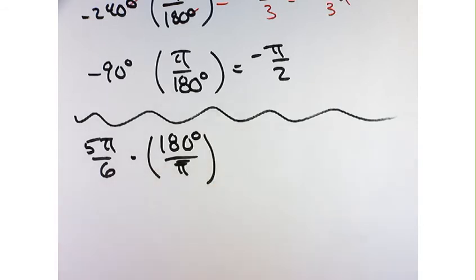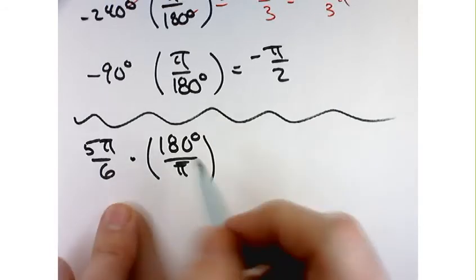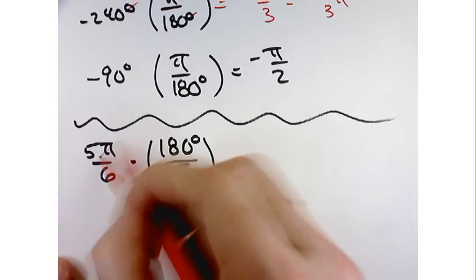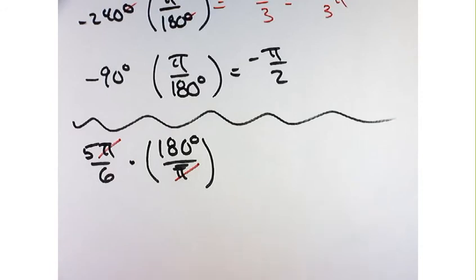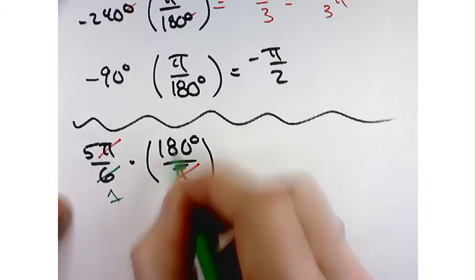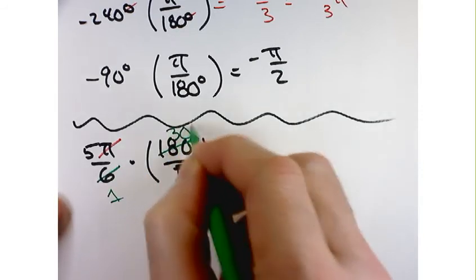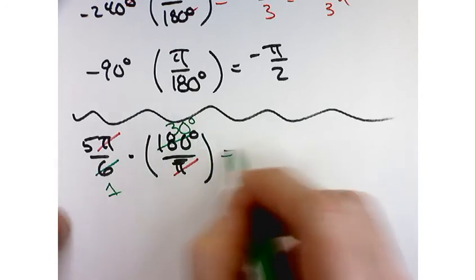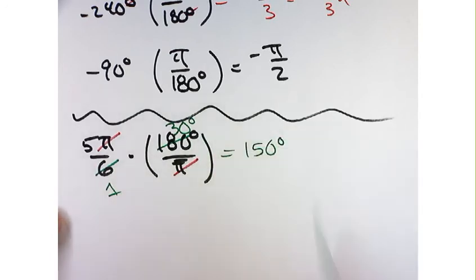Thank you, James. Now, units of pi do cancel, so that's good. And I get some more cancellation. You might notice that 6 goes into 6 once and into 180 30 times. So what I'll end up with is 5 times 30 is 150 degrees. Yay!